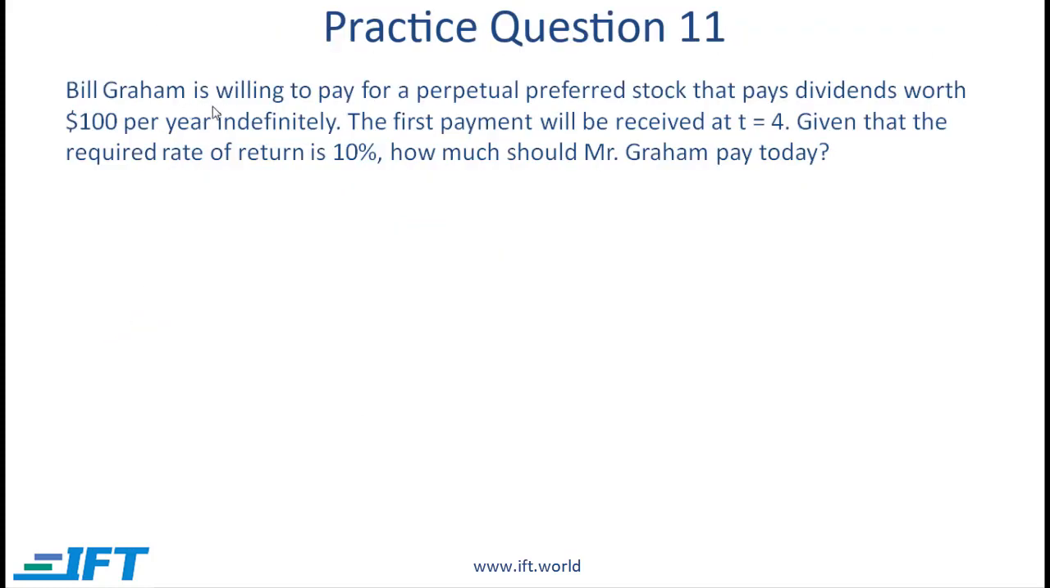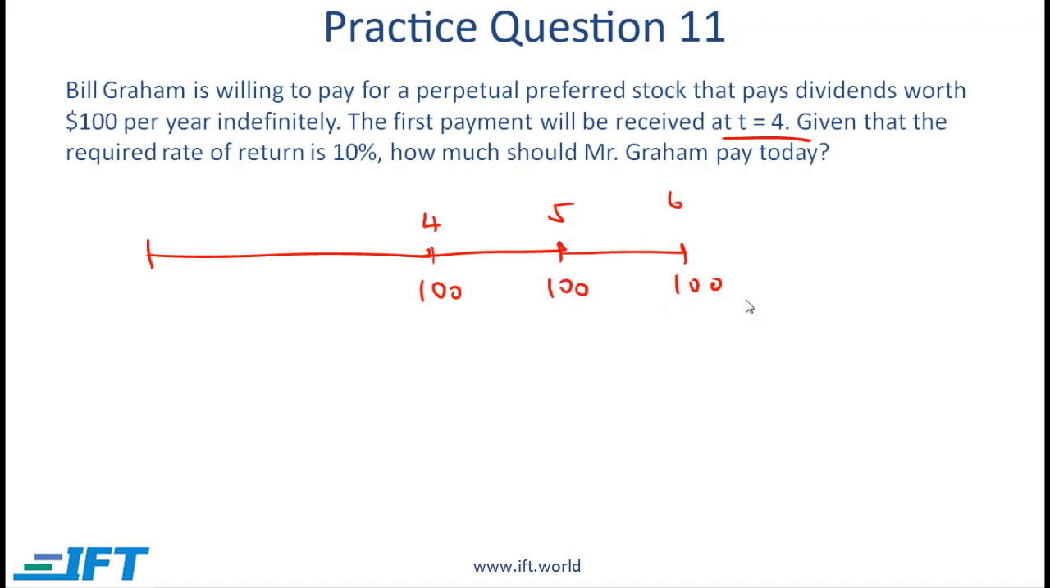Let us see if you can solve this problem now. The first payment will be received at t equal to 4. That is right here. And then this payment will be received at the end of every year forever. So this is a perpetuity. The present value of the perpetuity given a discount rate of 10% would be 100 divided by 0.1, which is 1000. So this present value is one period before.